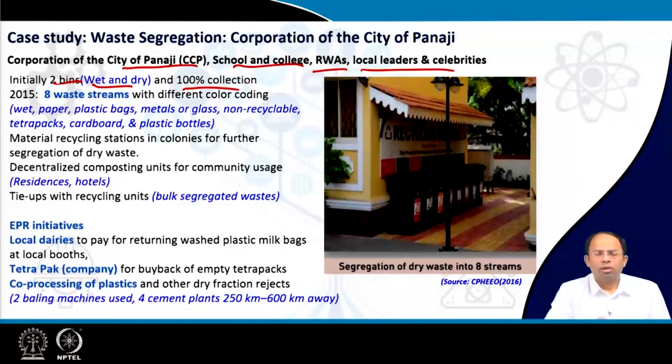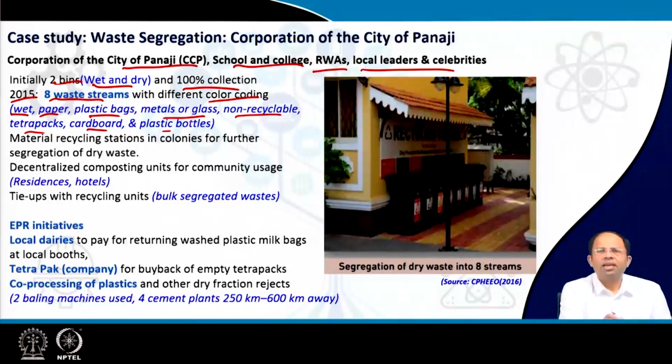But after that, in 2015, when they were saying that everything is fine and people are doing segregation, they further divided it into 8 streams, like 8 waste streams. What are those? Each has a different color coding. This is for wet waste, paper waste, plastic bags, metal or glass, non-recyclables, tetra packs, cardboards and plastic bottles.